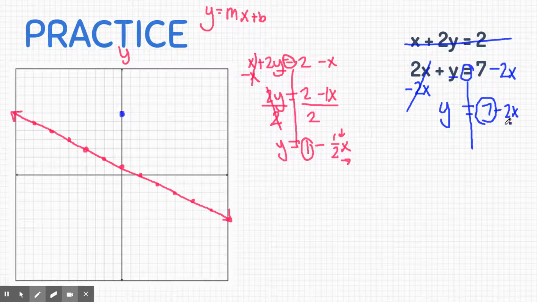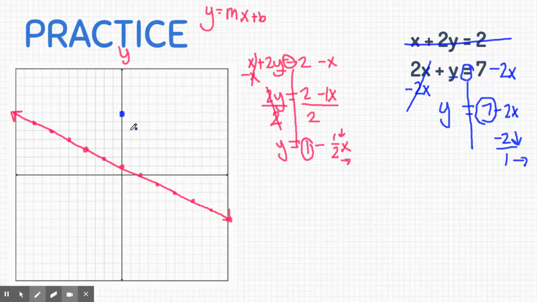Okay, then I have my slope. My slope is -2. Remember that slope should always be a fraction to help us find that rise over run. To make -2 into a fraction, I'm just going to put it over 1. So it's down 2 and to the right 1.